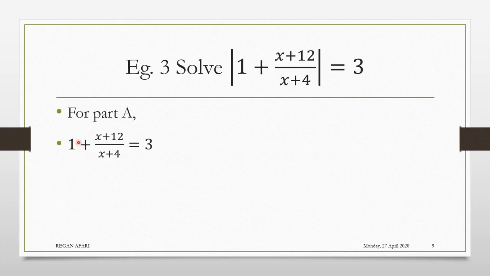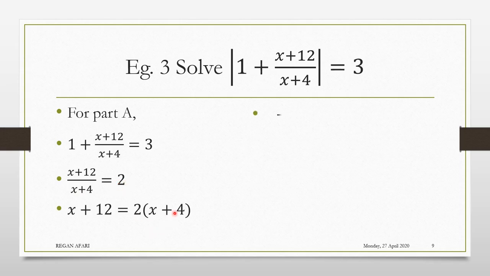Like I said, we equate the whole thing to +3. Okay, then what do we do? We move this 1 to become a -1 here. So when you subtract 1 from the 3, you have 2. Then the denominator will go and multiply this 2. We have this, then we expand the bracket, so we have 2x and then 8. Then we solve for x, and x is 4.